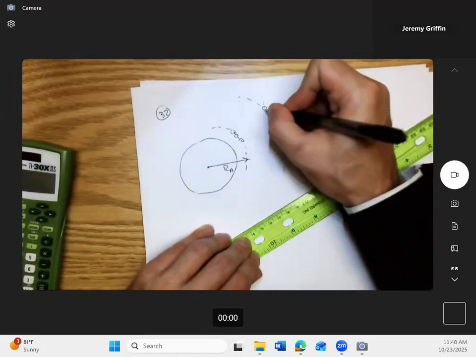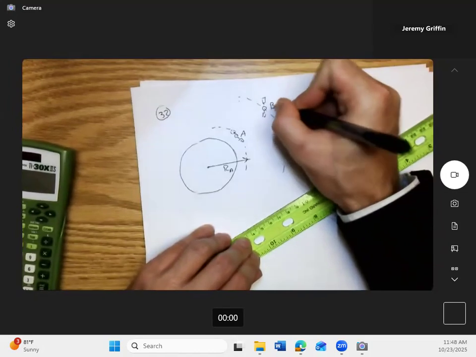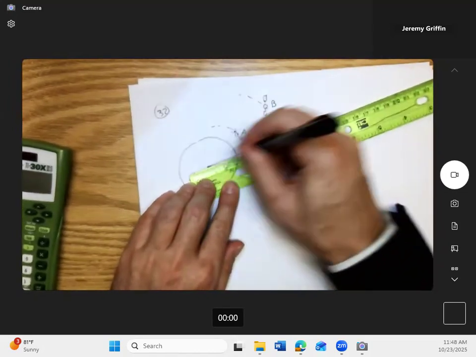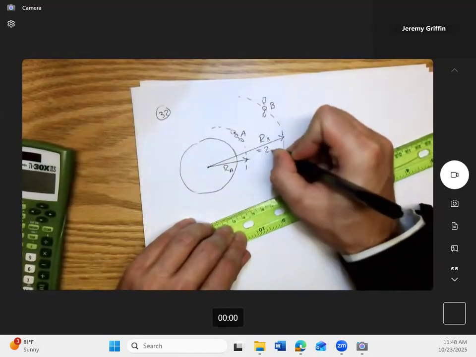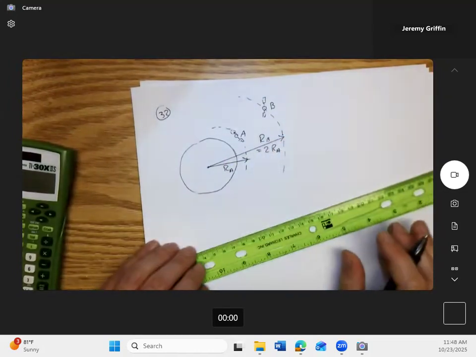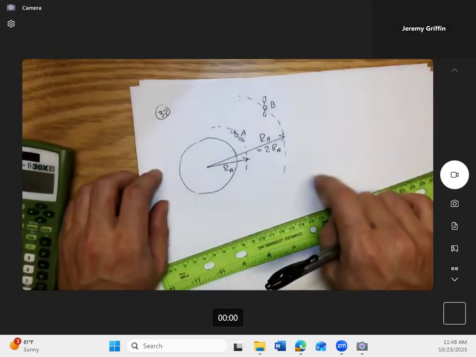Another satellite. This is satellite B. So satellite A, satellite B. Now this is radius B, which is equal to 2 times radius A. Right. Looks like that.